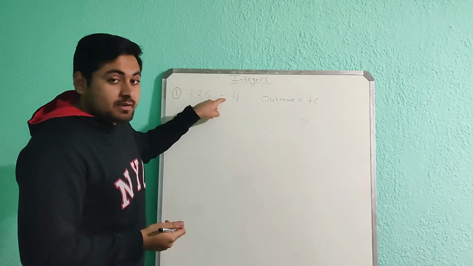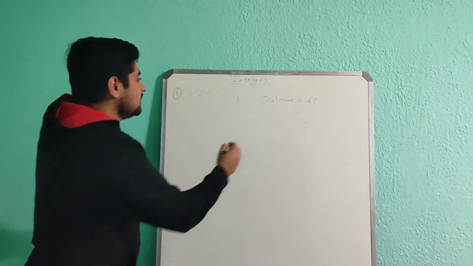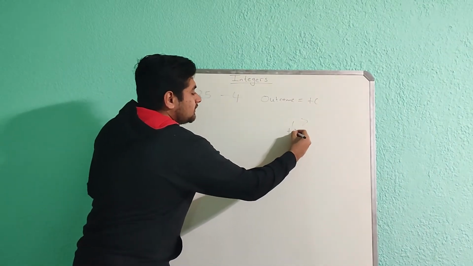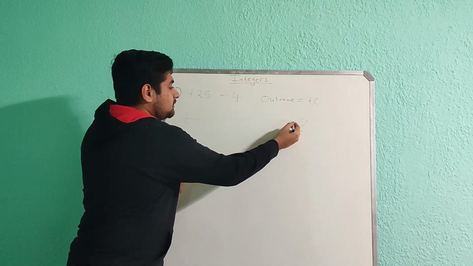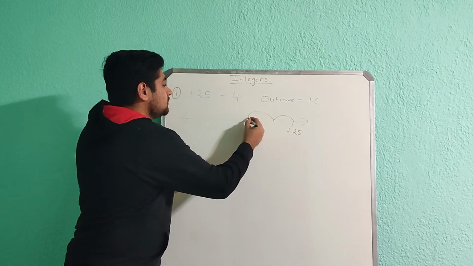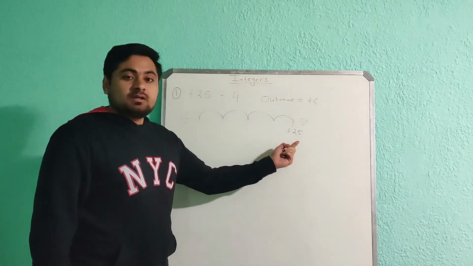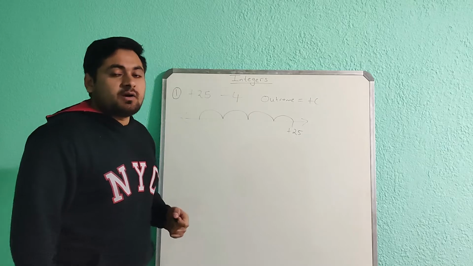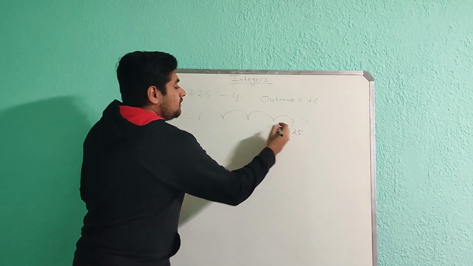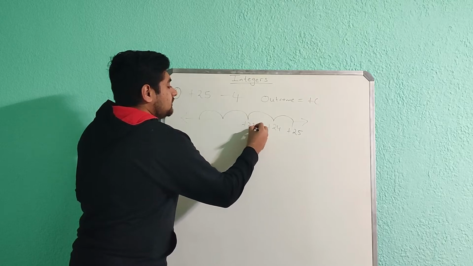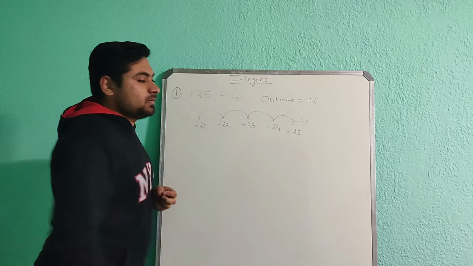We look at our sign, it is negative, so we need to move to the left. We start from 25 and then we move 4 units to the left. So we move 1, 2, 3 and 4. The numbers to the left of positive 25 are all decreasing. So these are positive 24, positive 23, positive 22 and positive 21.